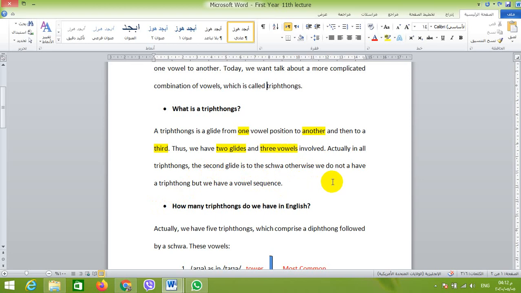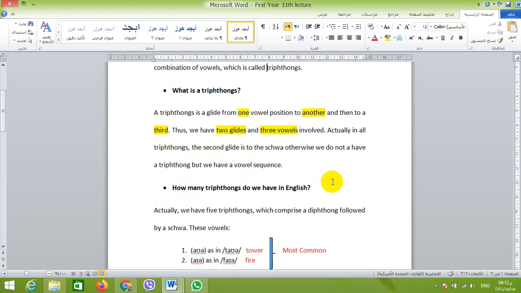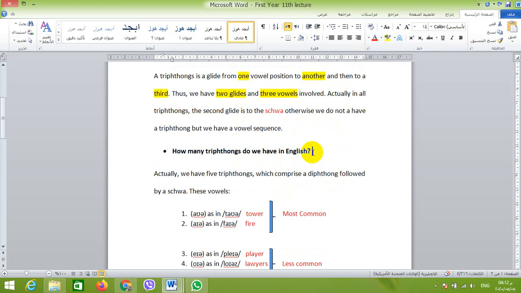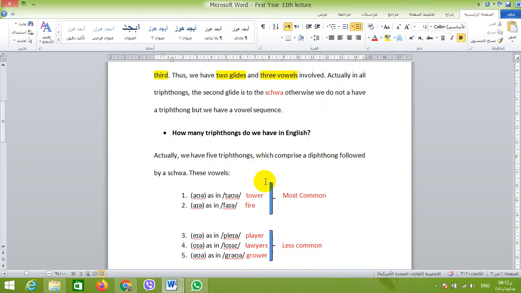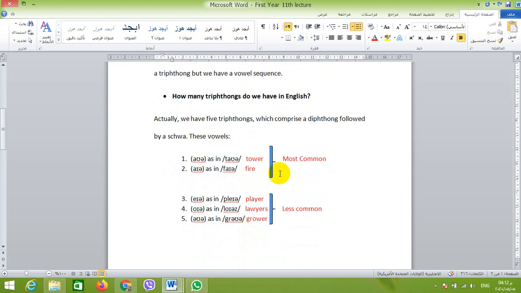So, a triphthong can be considered as one of the diphthongs and a glide from this diphthong to another vowel, which is the schwa. It is a must that it should be a schwa. So how many triphthongs do we have in English? Actually, we have 5 triphthongs, which comprise a diphthong followed by a schwa.